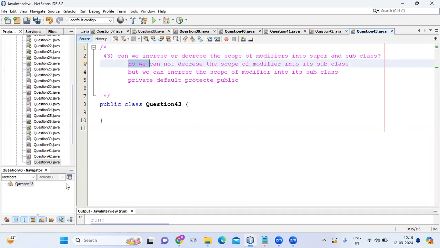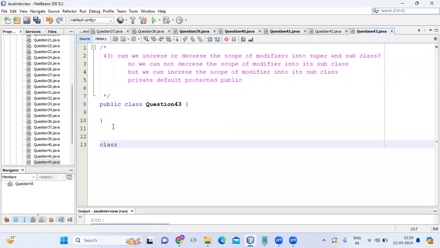The level of modifier is first private. Private has the lowest scope, then default, then protected, then public. We can write private to default, default to protected, protected to public, but vice versa we cannot write. Let's have one example.